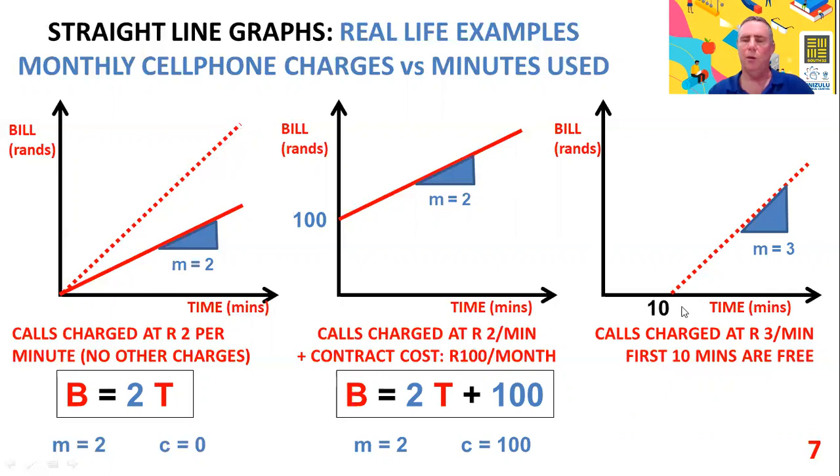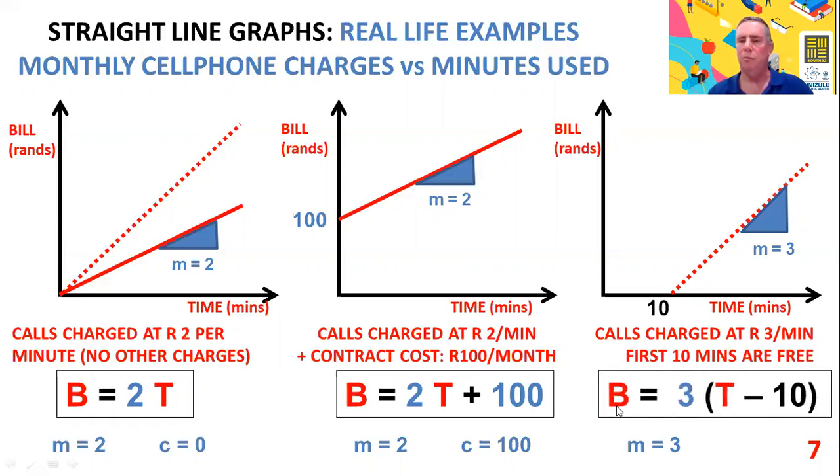Now, it crosses the x-axis, the time axis at 10, but I haven't put that in blue because this is in fact not the C value. M equals 3. I want you to think a little bit about what the C value is and perhaps pause the video and try to calculate it before I go on.